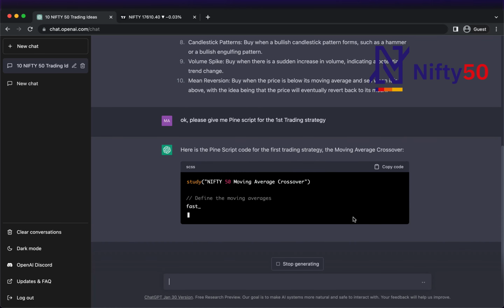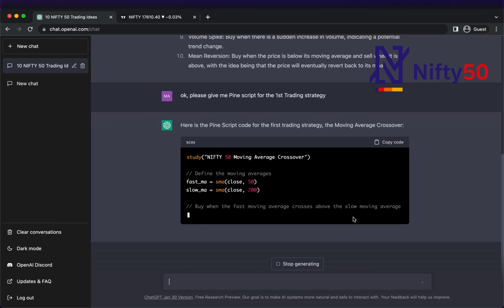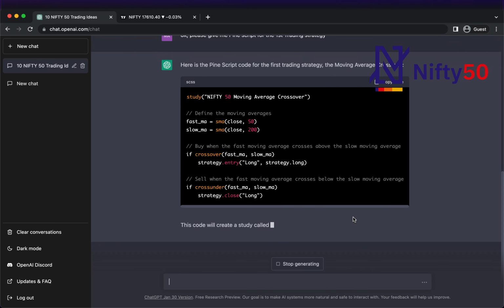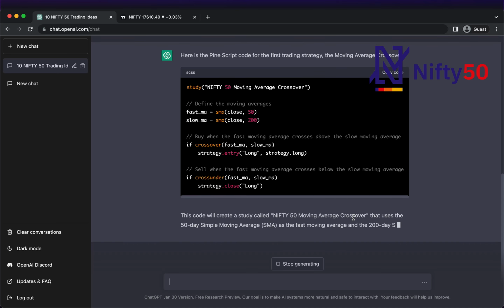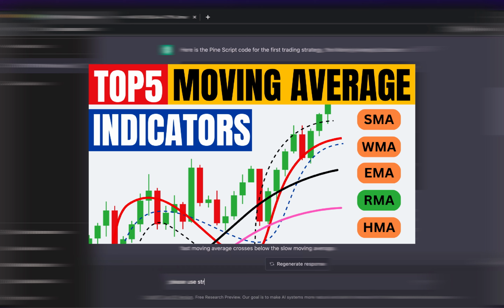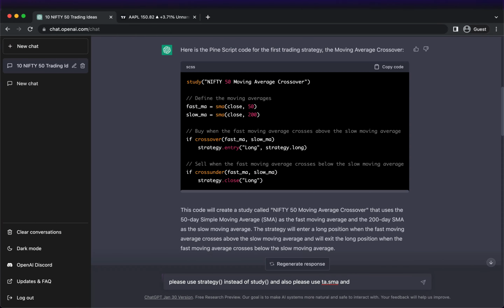So here we are getting PineScript for the crossover strategy. It is using fast and slow moving averages. If you don't know about moving average indicators, please check this video on my channel with a very detailed tutorial about moving averages. All top 5 moving averages are explained in all details.